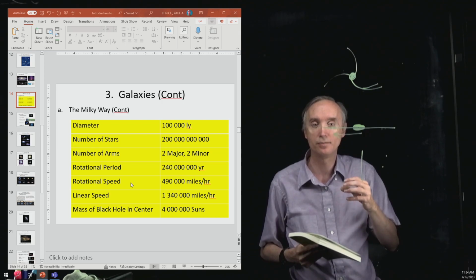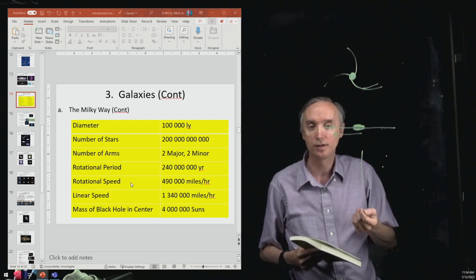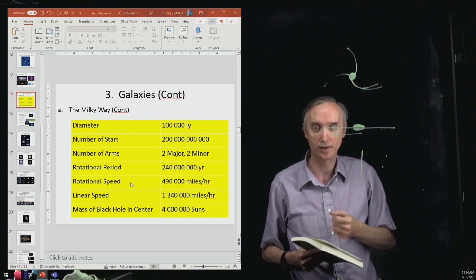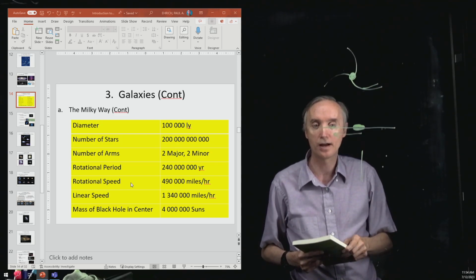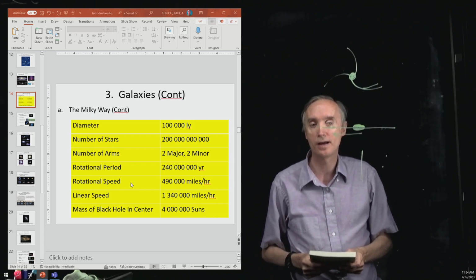And then we think that in the center of our galaxy, there is a supermassive black hole that has the mass equivalent to 4 million times the mass of our sun. And that's in the center of our galaxy. And we think that most galaxies have a supermassive black hole in the middle.